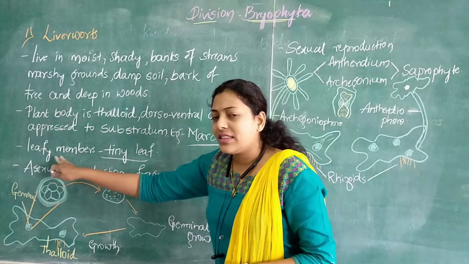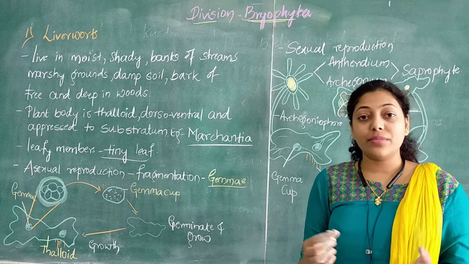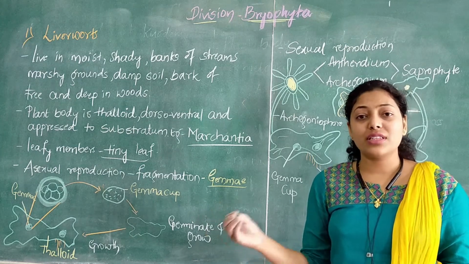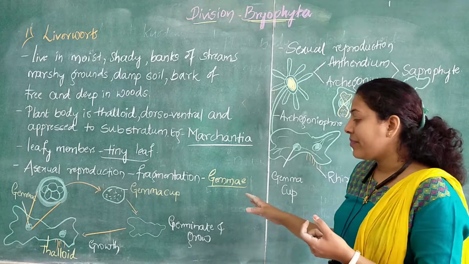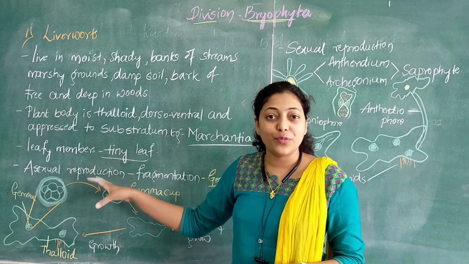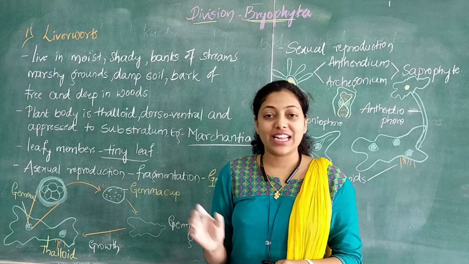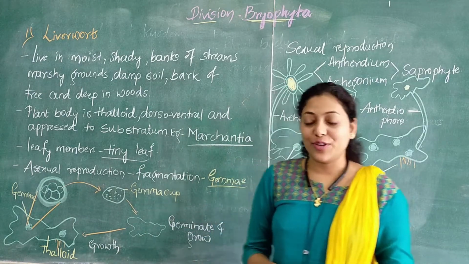Then there are also certain leafy members. Like in mosses we saw certain leaves, right? Leafy members are also present in liverworts, but the leaves are very tiny in nature. That's why they come under liverworts.